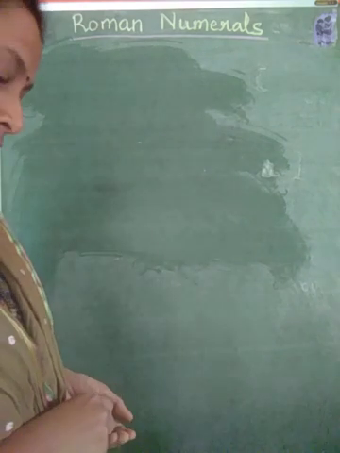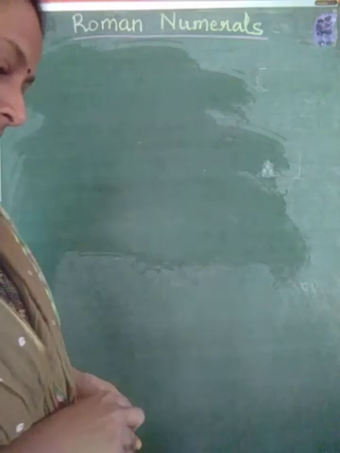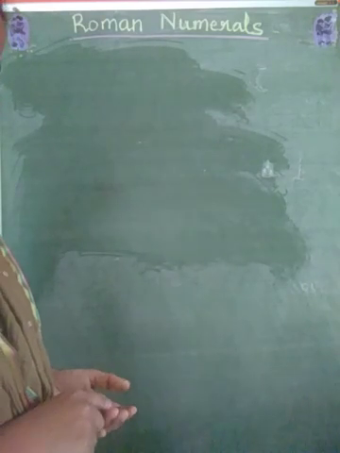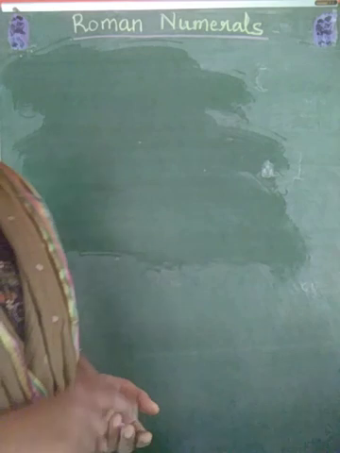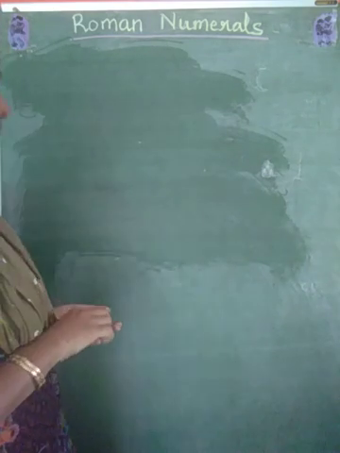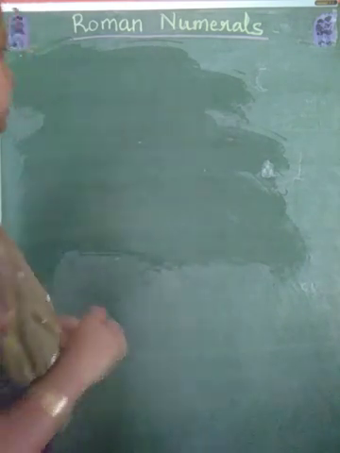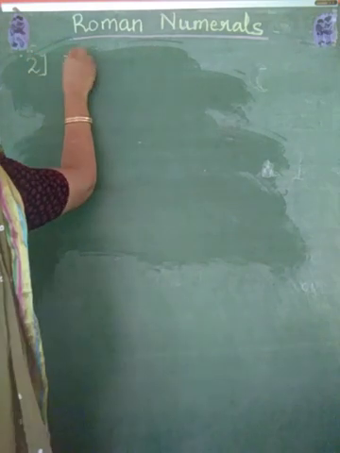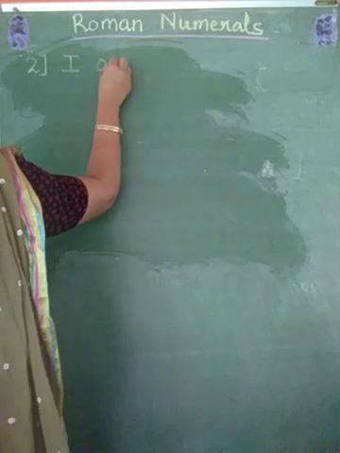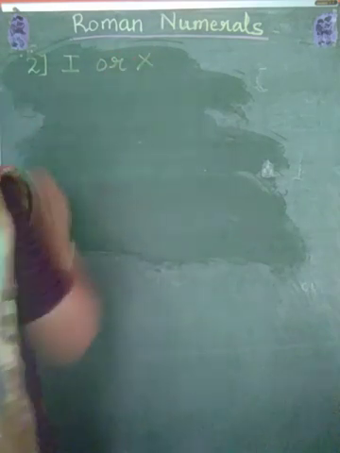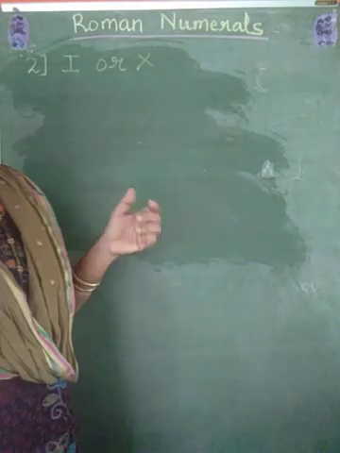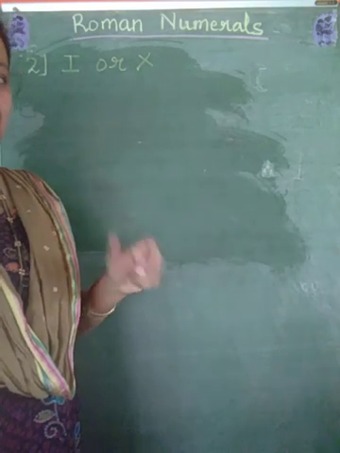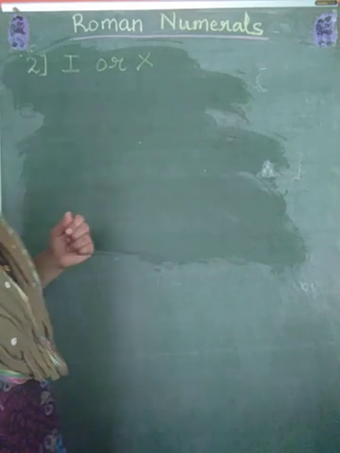Now, what does rule number 2 say? It says that the symbol I or X can be repeated consecutively for a maximum of 3 times. What does this mean? We have now the second rule: the symbol I or X can be written maximum for 3 times and not more than that.